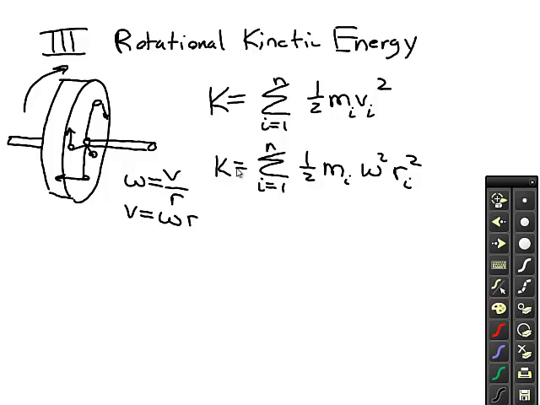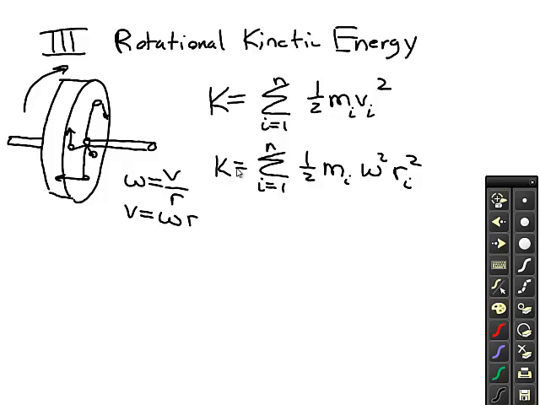Now, I didn't put a little i on the omega because they all have the same omega. I had to put a little i on the m because they may all have different masses. I had to put an i on the r because they definitely have different radii. There may be some that have the same radii, but the radius varies from particle to particle. So because the omega and the 1/2 are constants, I can pull them out.